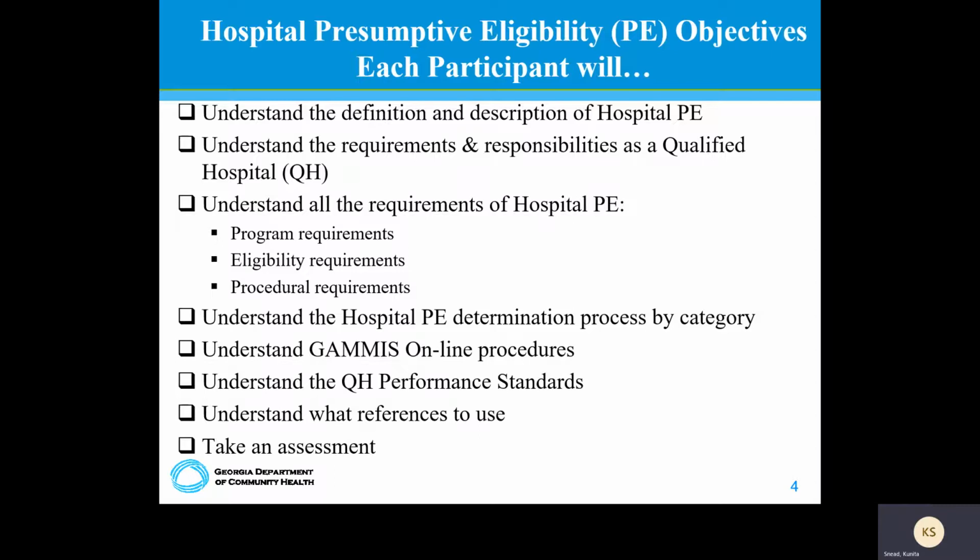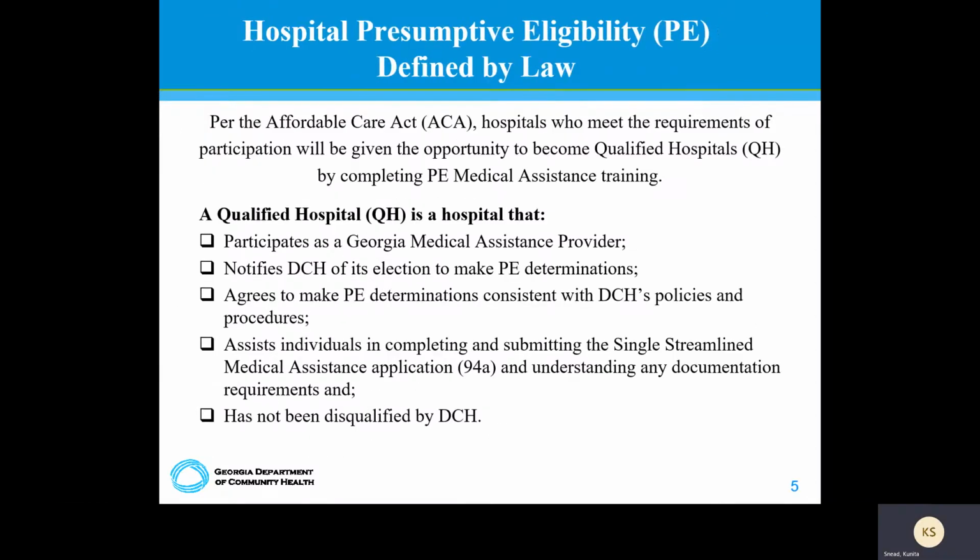And then also, if you are a new employee that is reviewing this training for the first time to become certified in this program, you will have to take an assessment after completing reviewing this training, and you will need to pass with 80% or higher and complete all other required paperwork before you are eligible to start making PE determinations. So we're going to go ahead and get started.